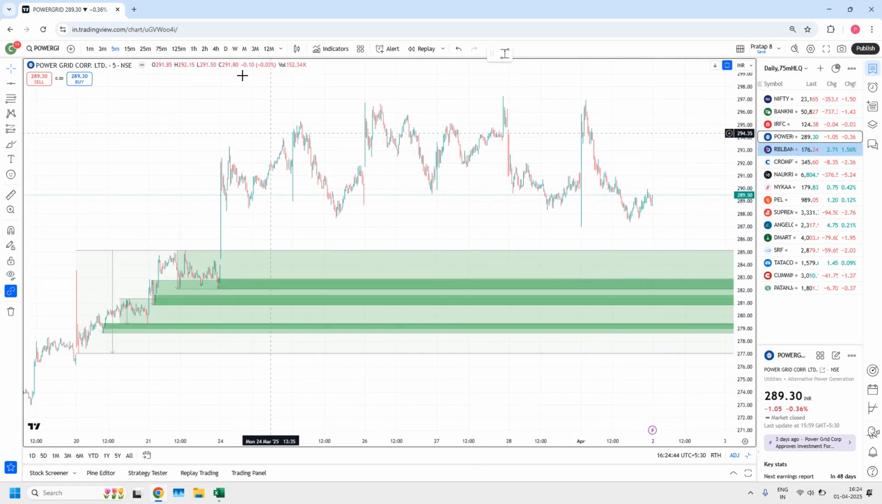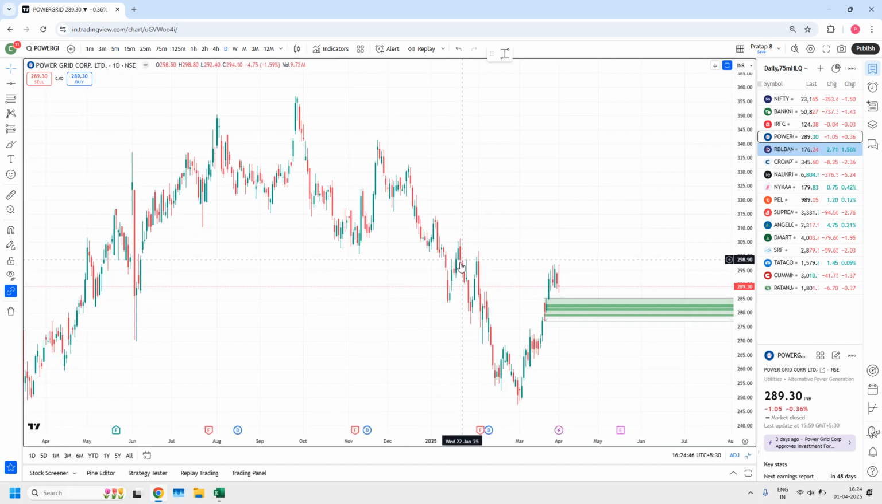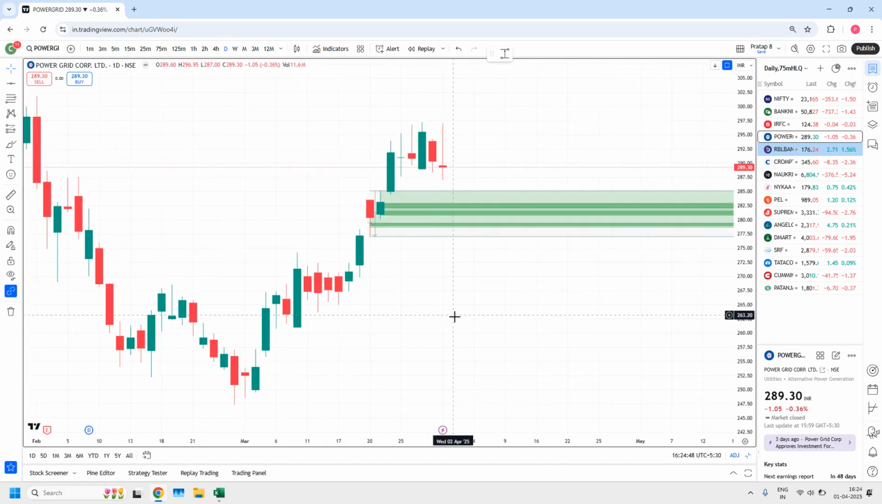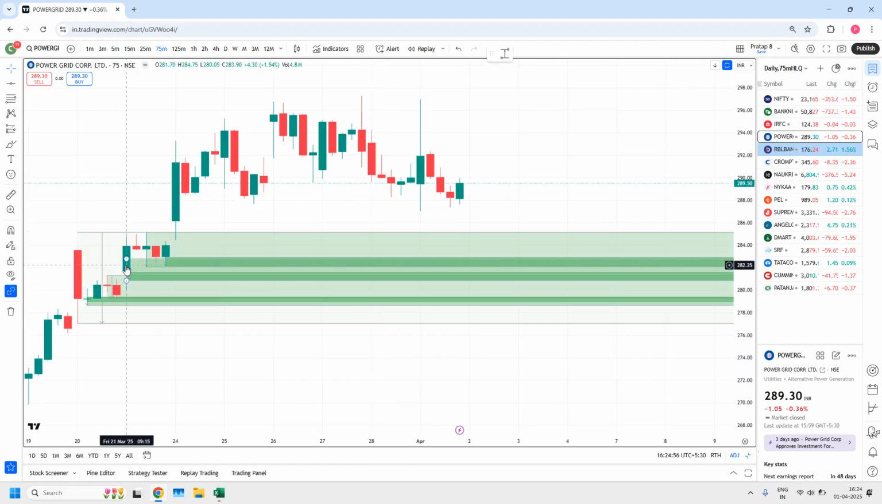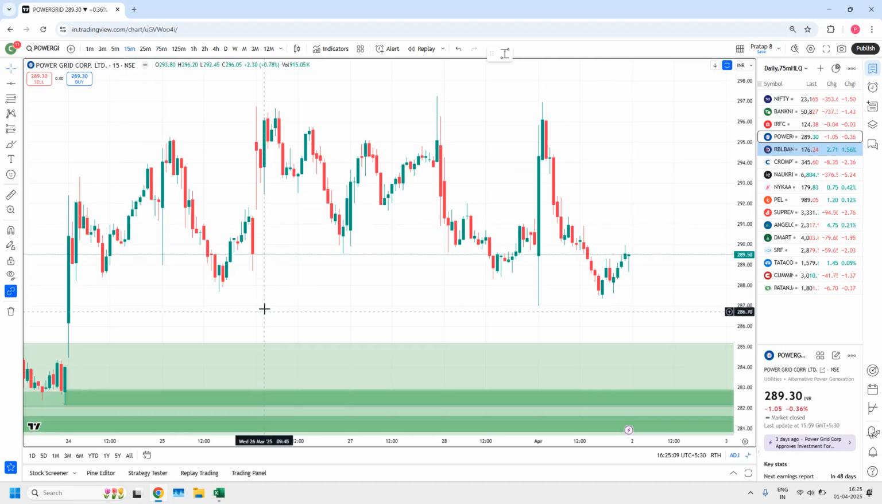Next one is RBL Bank. This is also a daily zone. RBL Bank, it is a rally base rally. This one is fine tuned with the 75 minutes time frame. RBL Bank also rally, 4 base candles rally, and also here rally, 2 base candles and a rally candle. 2 order flows. Fine tuned with the 15 minutes time frame.